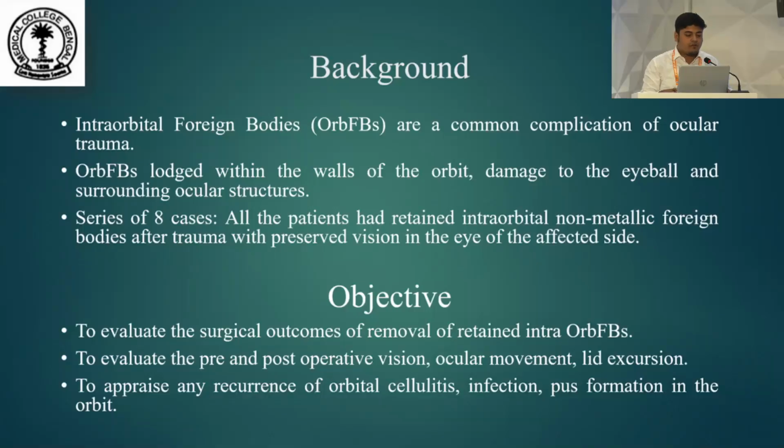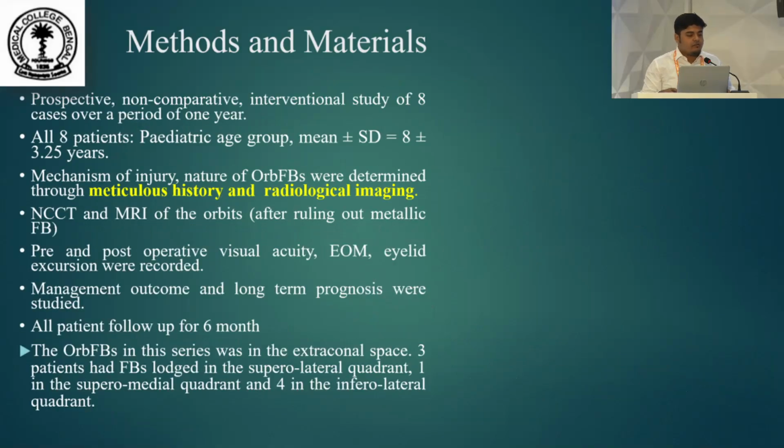Our objectives were to evaluate the surgical outcomes of removal of the retained intraorbital foreign bodies, to assess the pre and post-operative vision, ocular movement and lid excursion, and to look for any recurrence of orbital cellulitis, infection and pus formation in the orbit. This was a prospective non-comparative interventional study of 8 cases over a period of 1 year. All the 8 patients were of the pediatric age group with mean age being 8 years.